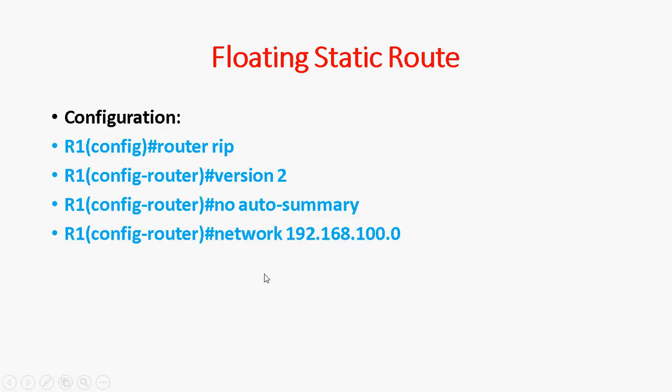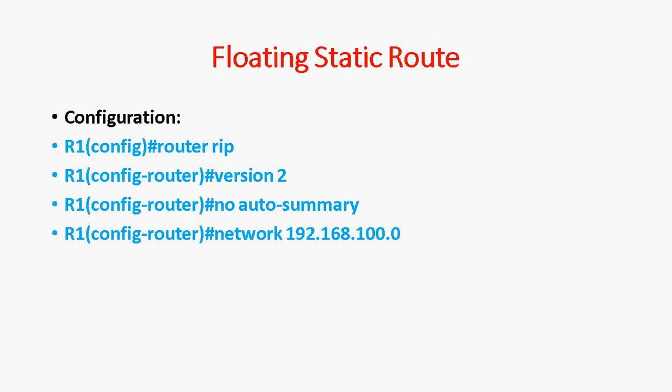First we go to the R1 router. The syntax for configuring the RIP protocol is router rip. Both of them are predefined keywords, so you have to give them as they are. Next, in RIP there are two versions, version 1 and version 2. Version 1 supports classful addresses only, and version 2 supports both classful and classless addresses. Classful means it won't support subnetting.